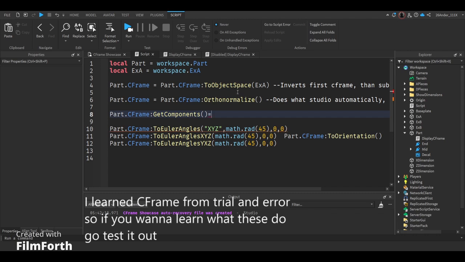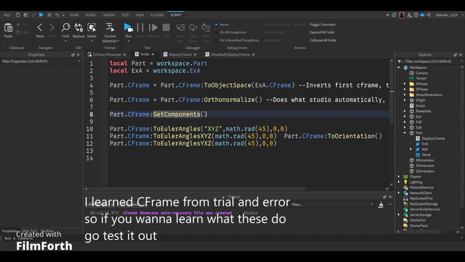Alright, the rest of these methods are, in my opinion, useless because I never had to use them, but I'll summarize them real quick. ToObjectSpace is the complete opposite of ToWorldSpace, except part.CFrame is inversed, then it subtracts from the CFrame you put in here, and I forgot to put it as a CFrame. This, I don't know what you would use it for. Okay, or to normalize, I have no idea what this one does, but apparently Studio does it already. And you only use this one if you need to fix a CFrame for whatever reason.